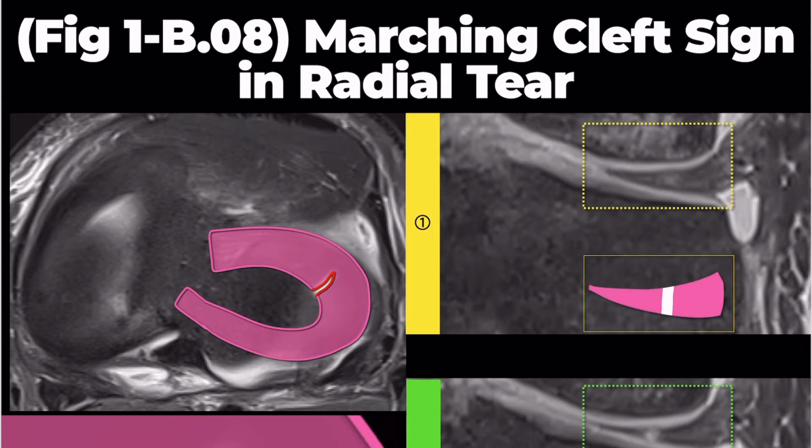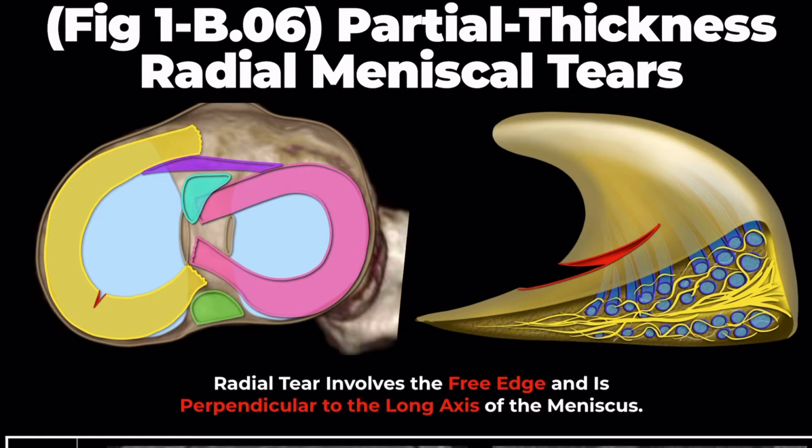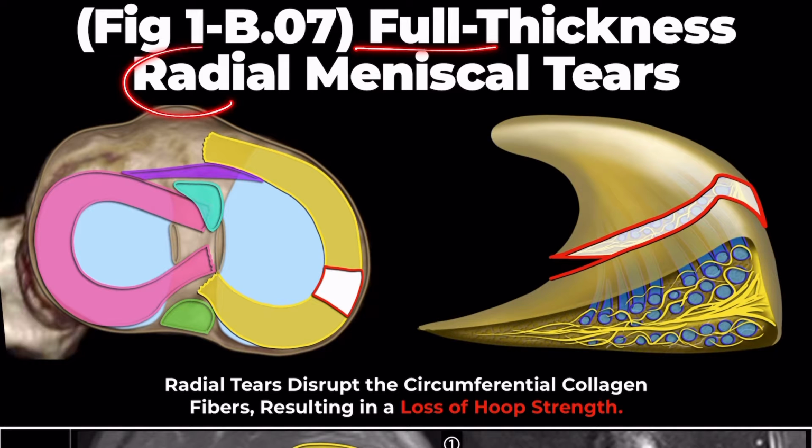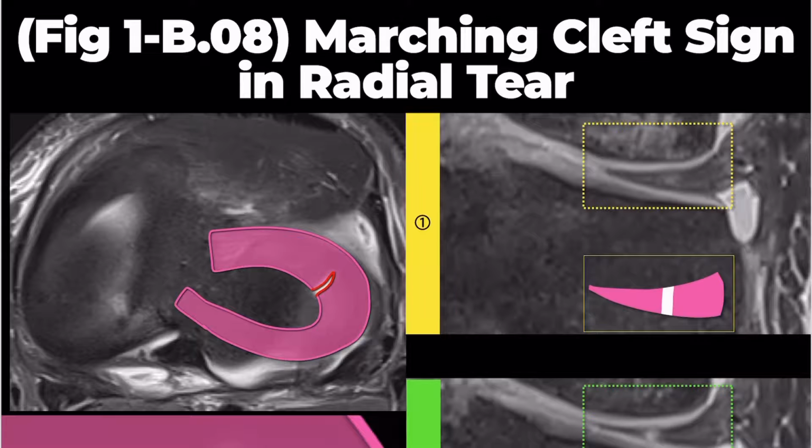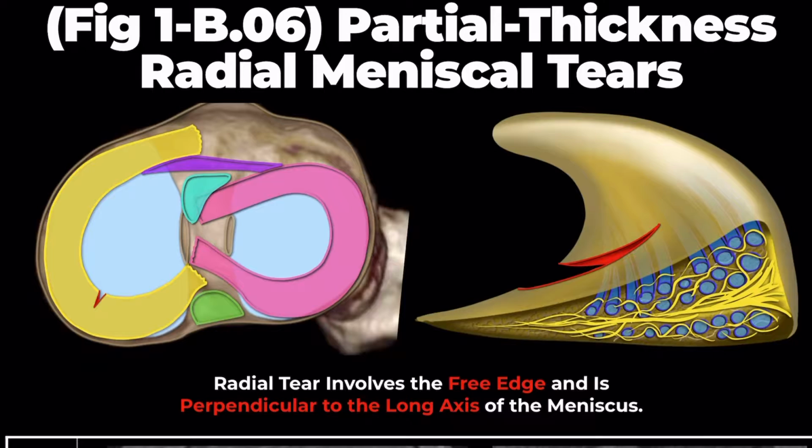Today, we'll discuss the marching cleft sign observed in radial tears. We'll start with a brief review of the MRI findings associated with radial tears, then move on to understanding the cleft sign in longitudinal vertical tears. Finally, I'll explain the marching cleft sign through case studies.